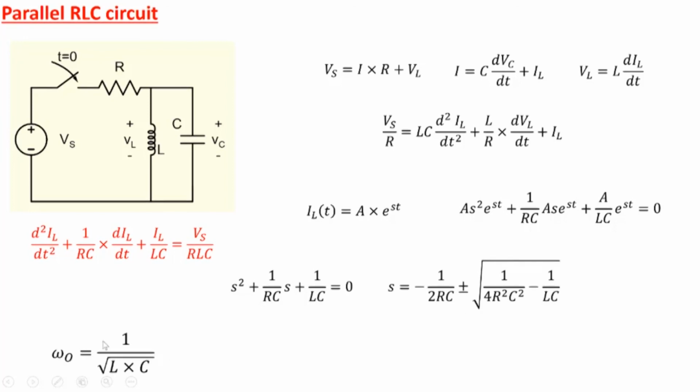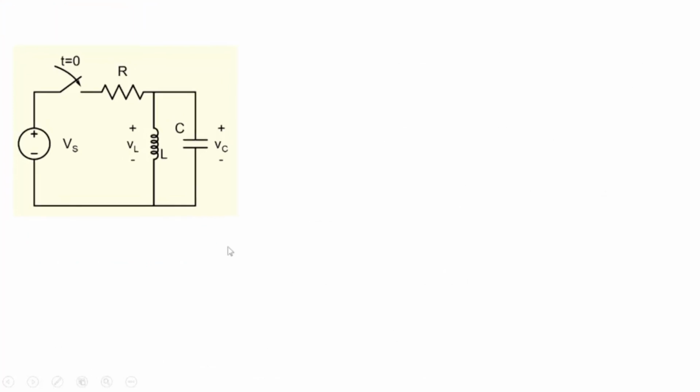And same definition, omega naught is 1 over root LC. But this is where the difference is. Q we define as R by omega naught L, instead of omega naught L by R. This is a different circuit, the parallel RLC circuit, R by omega naught L. And then the equation is of the same form, s by omega naught equals minus 1 over 2Q plus or minus, and all that. Except that Q is R by omega naught L. Omega naught remains as 1 over square root LC. And the form of the current IL remains the same, just like the capacitor voltage.